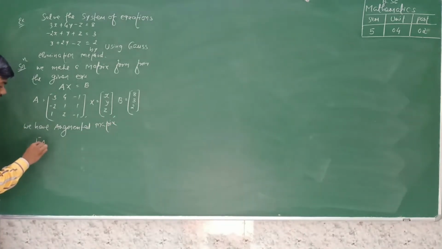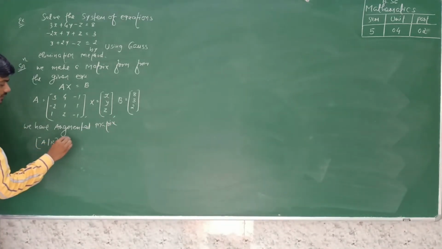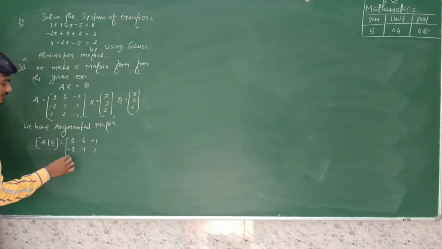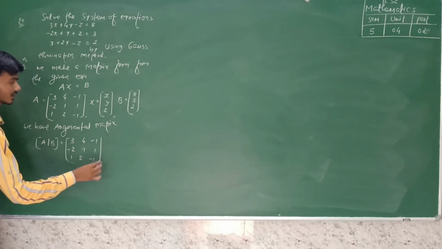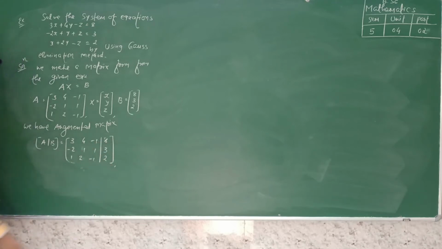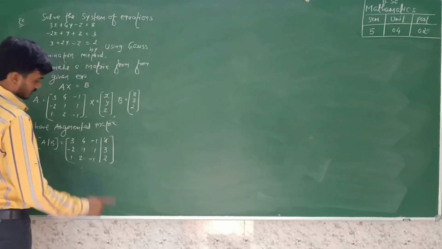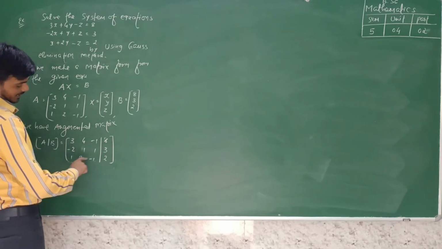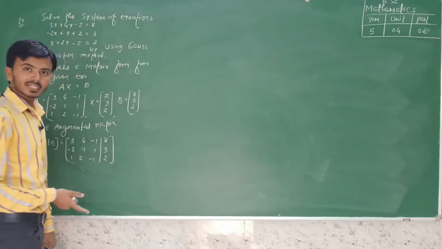Augmented matrix A augmented B. This can be written like this: 3, 4, minus 1; minus 2, 1, 1; 1, 2, minus 1. Augmented B, that means 8, 3 and 2. Now we make a matrix. This matrix is transformed into an upper triangular matrix.